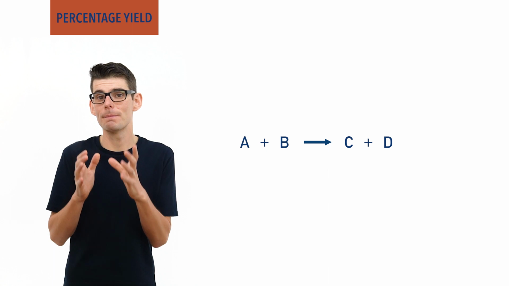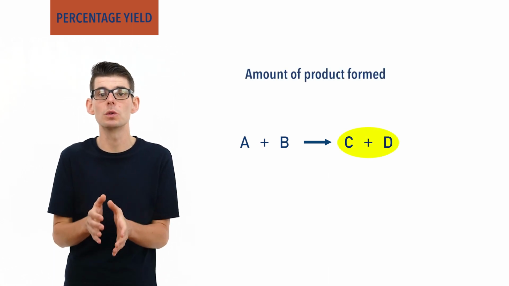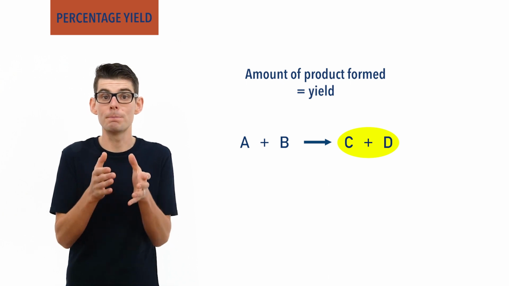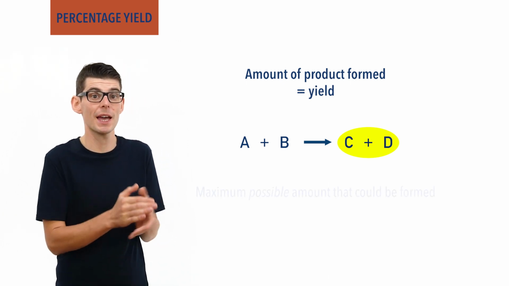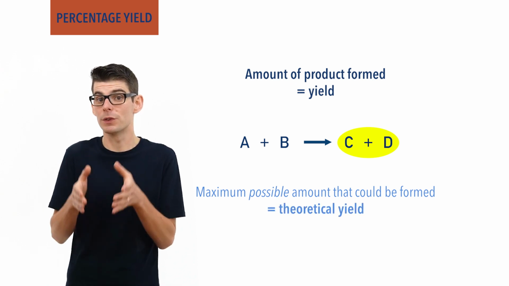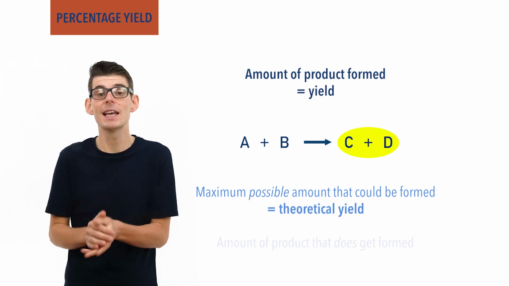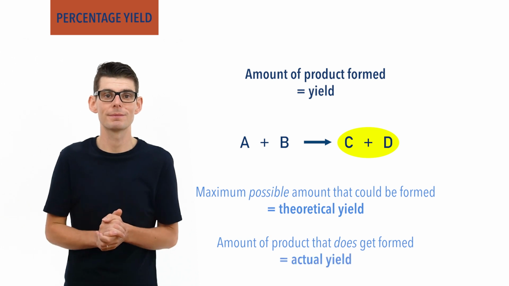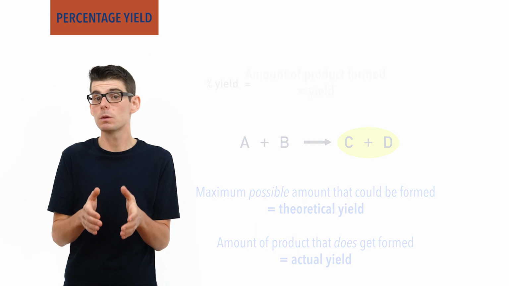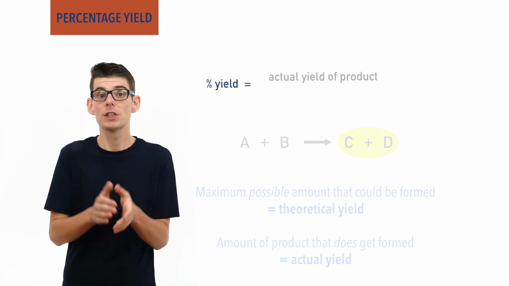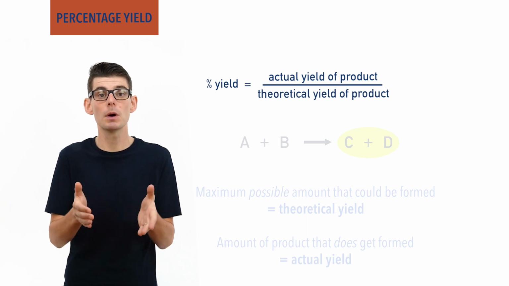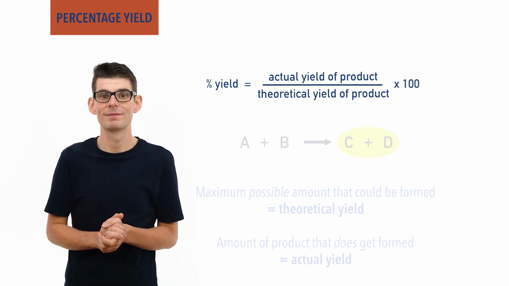In a reaction, the amount of product that gets formed is called the yield. The maximum yield that could be produced based on the moles of reactants that are reacting is called the theoretical yield. The amount of product that does get produced in reality is called the actual yield. A percentage yield is a comparison of the two and equals the actual yield obtained divided by the theoretical yield that could have been obtained, multiplied by 100.